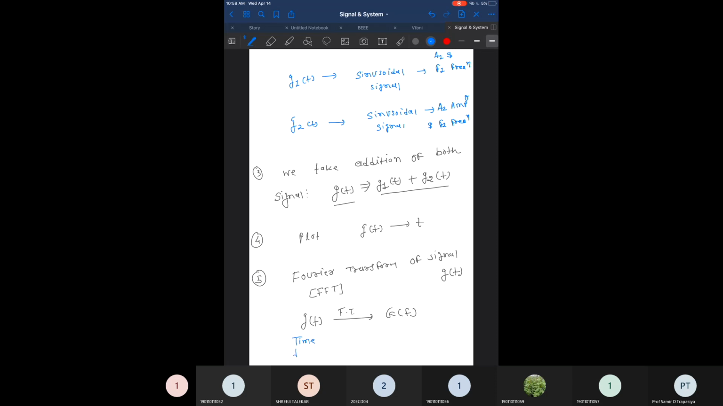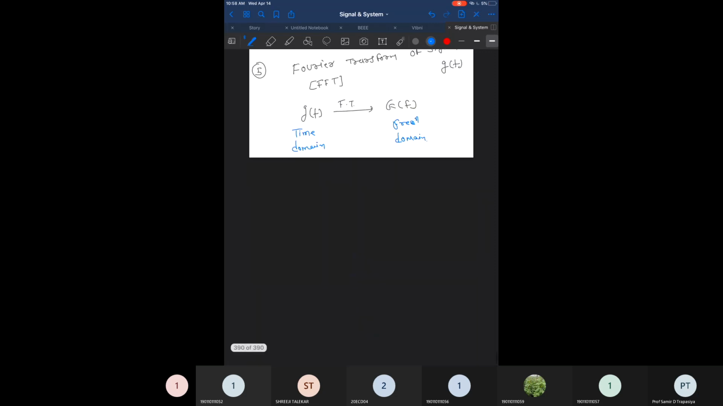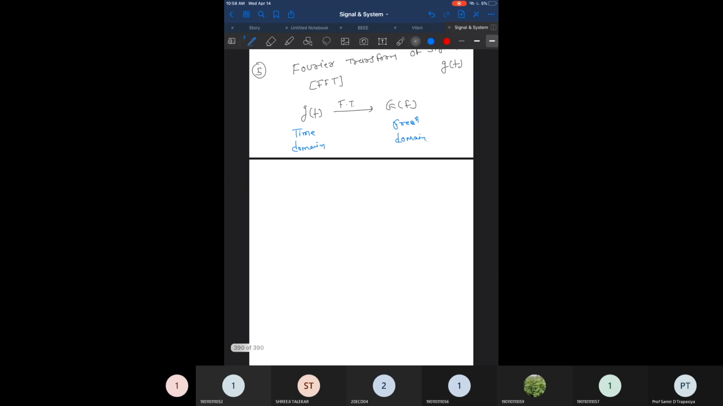Now we plot this signal g of f versus the frequency. Plot g of f versus the frequency. A very, very important list that we need to consider here. So again, I repeat the steps that we have considered.